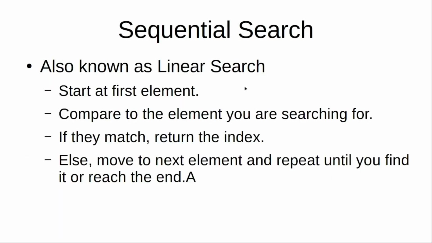The first search that we're going to go over is the simplest type of search, where you start at the beginning of the array and check each item one by one until either you find what you're looking for or you reach the end of the list, and that is sequential search. It's also known as linear search. So you start at the first element, compare the element you're searching for to the next one. If they match, return the index, or else move to the next element, repeat it until you find it or you reach the end.